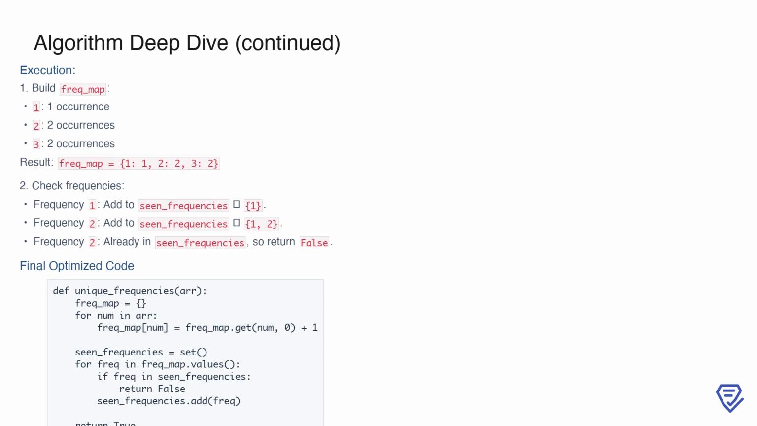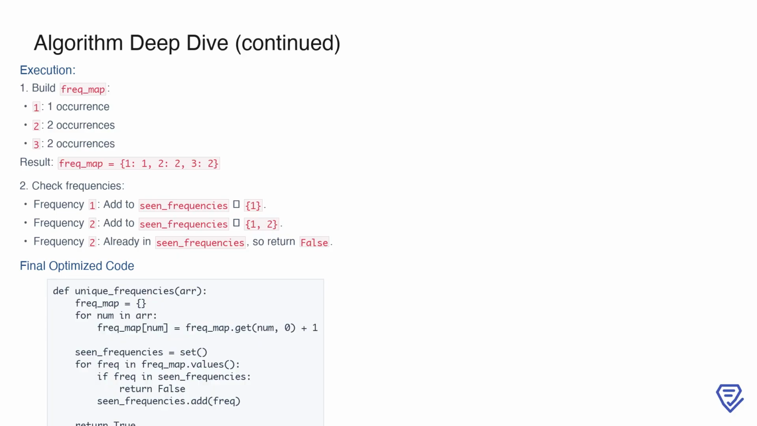Then, we process the frequency 2 and add it, making scene_frequencies equals 1, 2. However, when we encounter the next frequency 2, we find that it is already in scene_frequencies. This means we have a duplicate frequency, so we immediately return false.